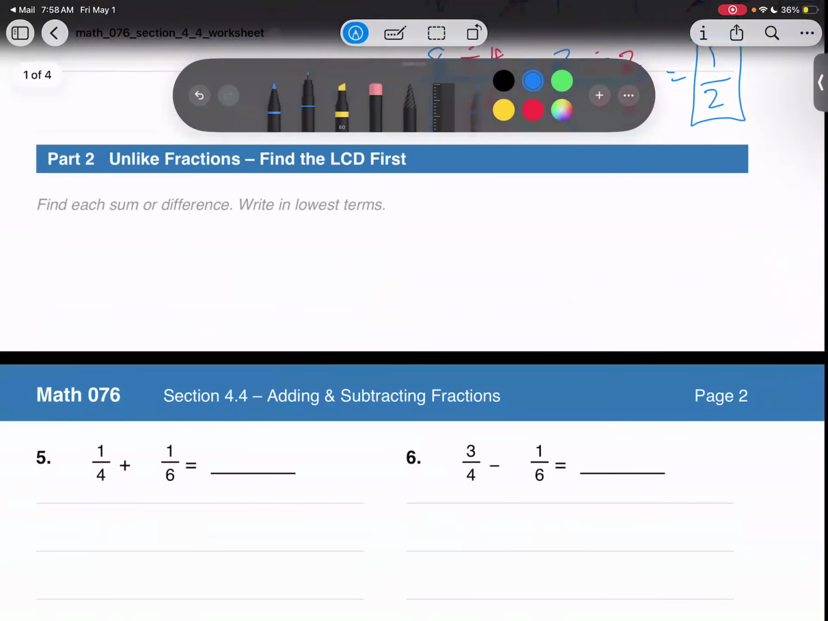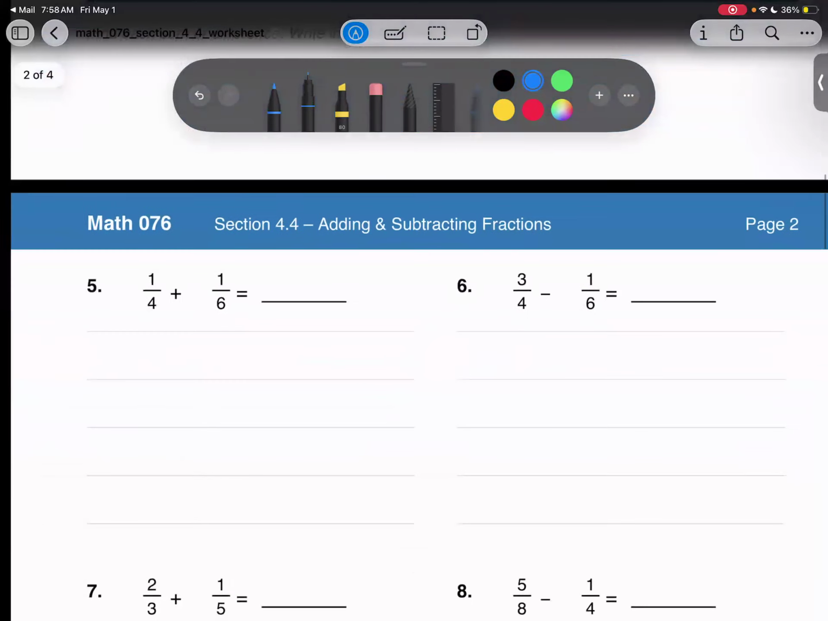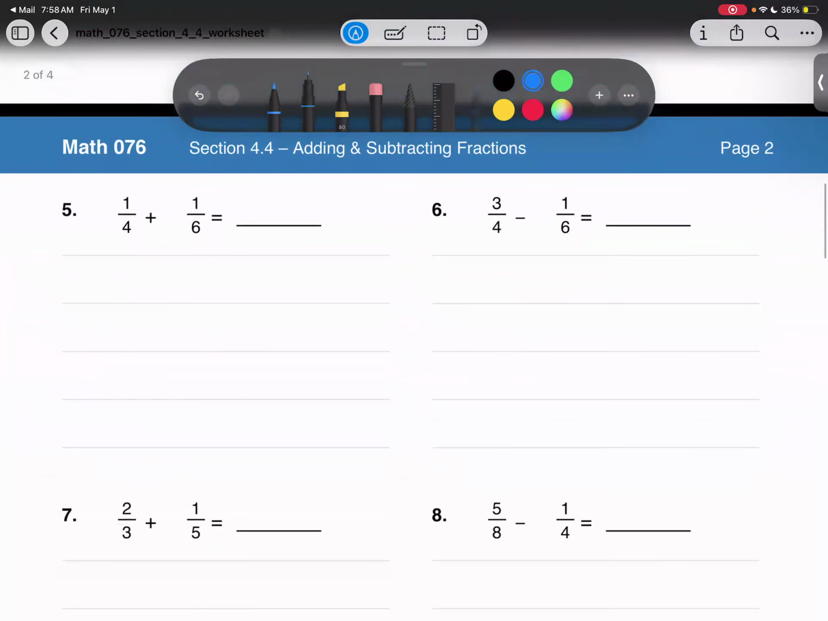Okay, now we're going to talk about adding fractions that do not have a common denominator, okay? I am adding up 1/4 and 1/6, and I'd like to find a common denominator. I'd like to find the smallest one possible, but if you find one that's bigger, that's okay too. We're just going to try and find the smallest one possible.